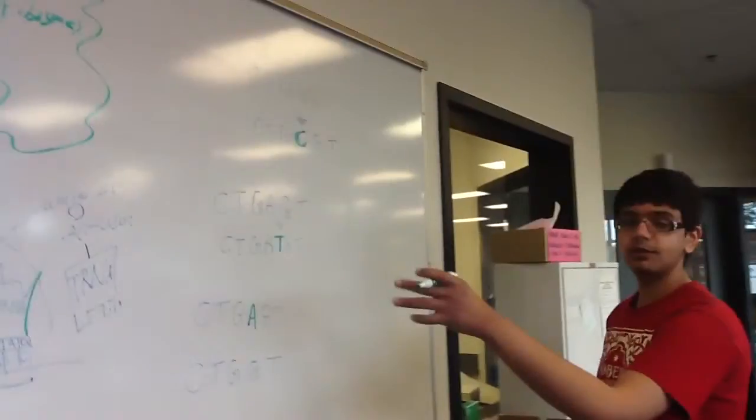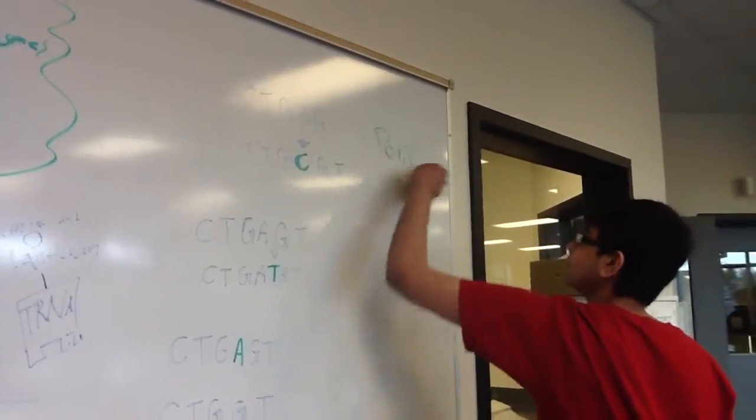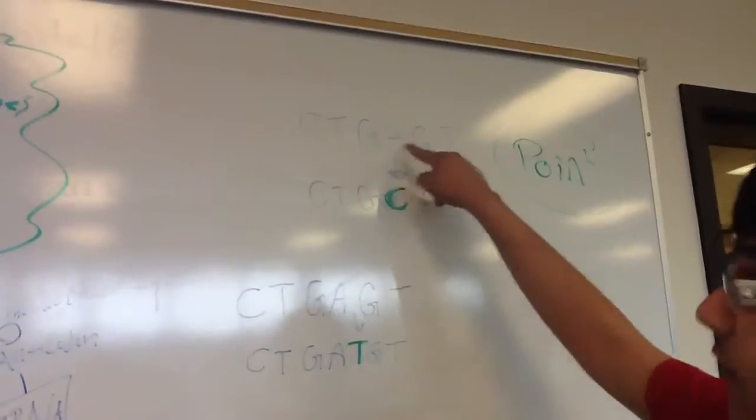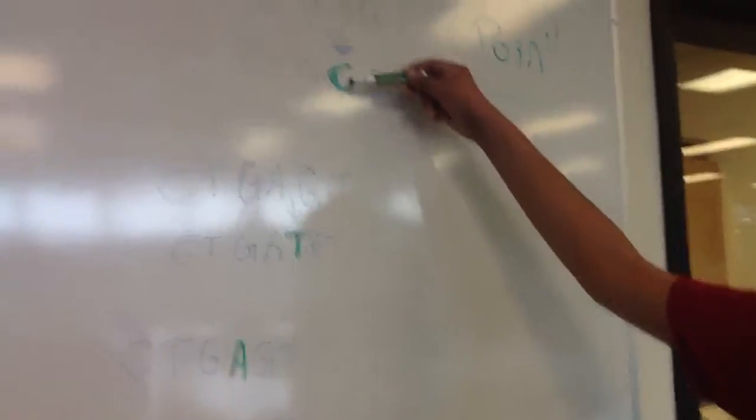Alright, so now we're going to be learning about mutations. The first one that we're going to be talking about is point mutation. So this happens when a certain base is changed into another base. So in this example, A is turned into C.